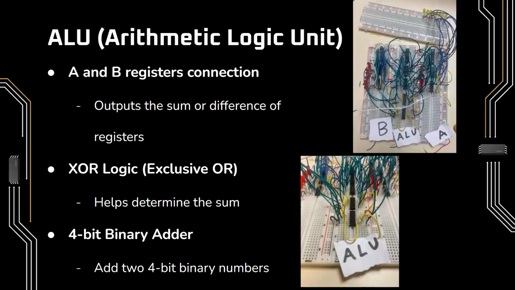So then this is the ALU, which is the connection between the A and B registers. It outputs the sum and difference of the registers. So if there's 5 in the B register and 3 in the A register, and you want to subtract, the difference of 2 will be shown through the ALU. This uses an exclusive OR gate, which helps determine the sum, and also uses a 4-bit binary adder, which you see right here.